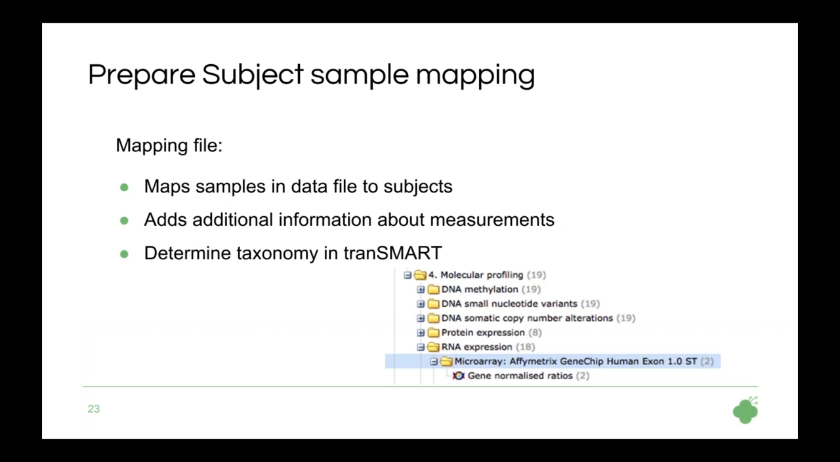The subject sample mapping file in this case combines the sample data to the subjects that were in the clinical data, and it defines where in the tranSMART tree you can find your data. It also adds additional information like the platform annotation, which is something that you load with high dimensional data, telling you, for example, that probe 1 corresponds to gene TP53. I won't go into detail about the annotation because it's out of the scope of this webinar, but for more information you can have a look at the Sana use case and how to load that.